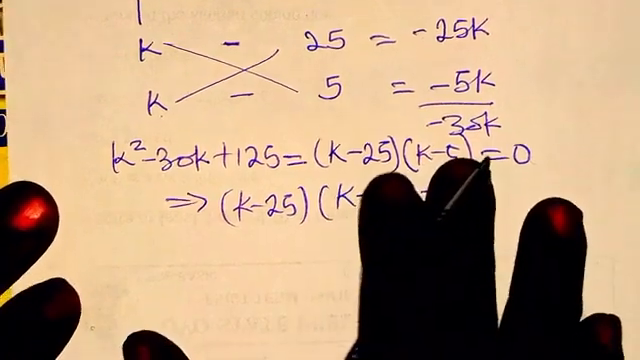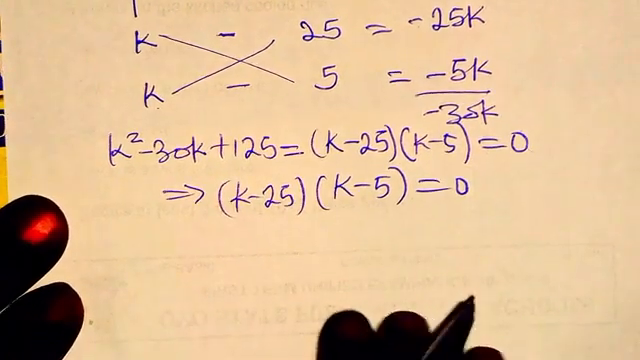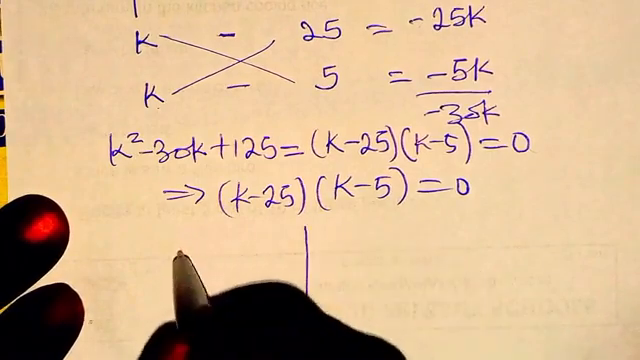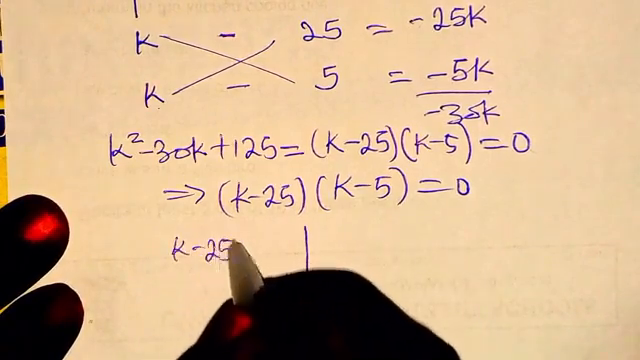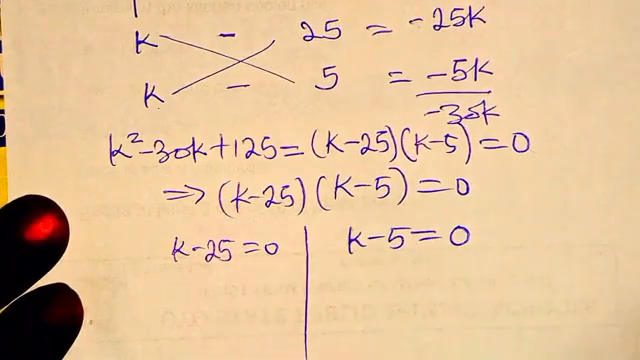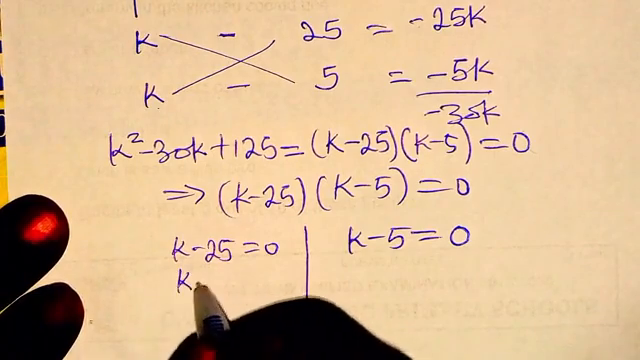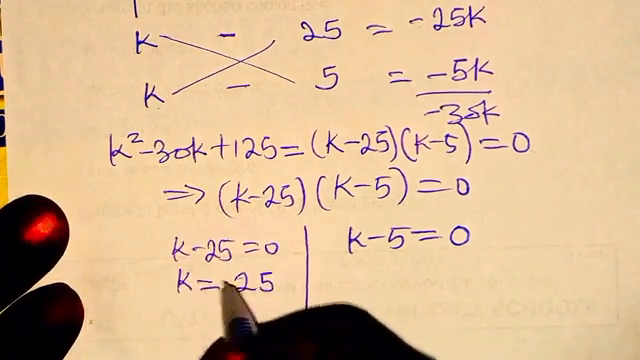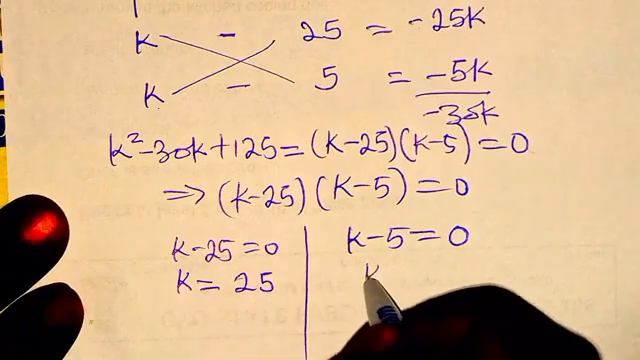Now from here, we are going to have two possible solutions. We're going to have k minus 25 equals 0 and k minus 5 equals 0. Therefore, solving this, k is going to be 25 by taking this to the other side, then k equals what?